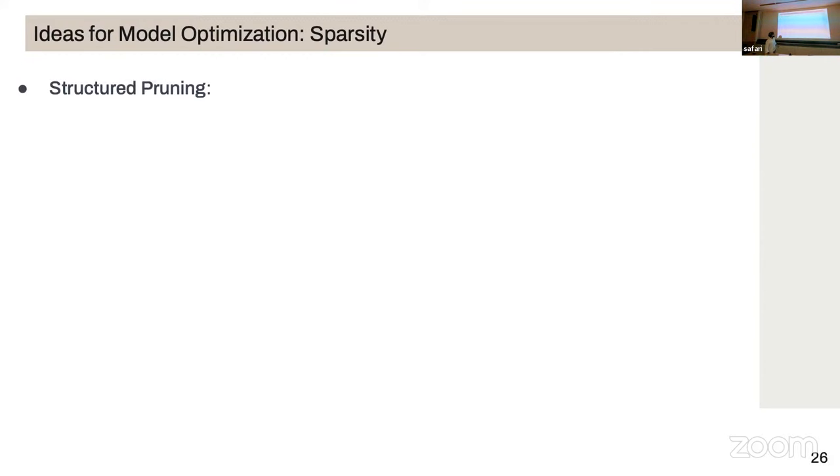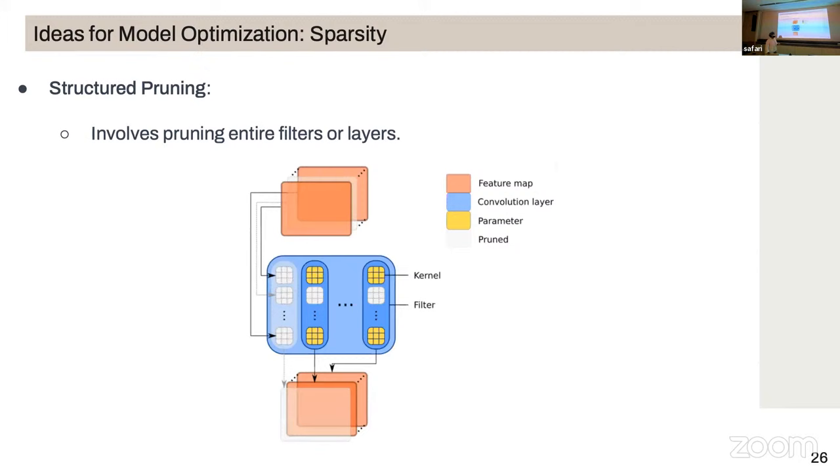Another way to do it is to do structured pruning, which is done very much in CNNs. So here you take entire filters or layers and just remove them from the model if those filters and layers are almost zeros. So for instance, you can have a trained CNN here, and the white filters are showing filters which are useless, and you could simply just remove those.